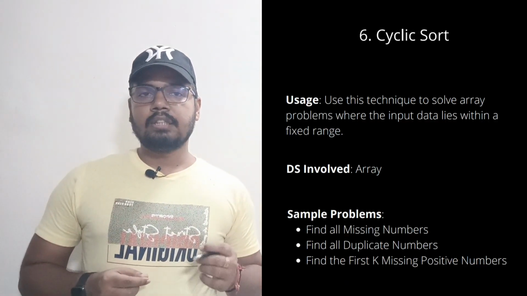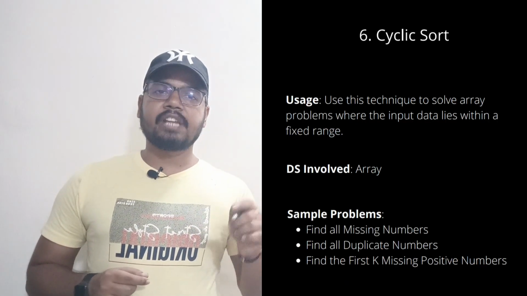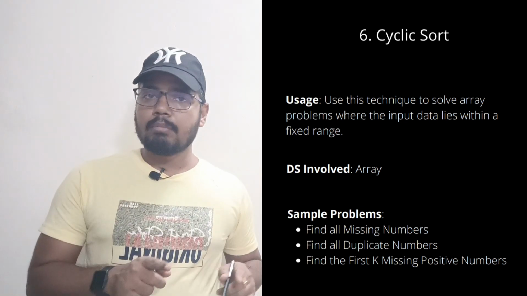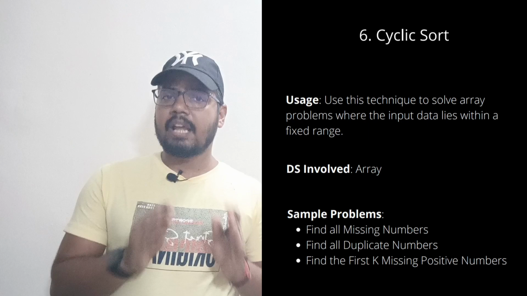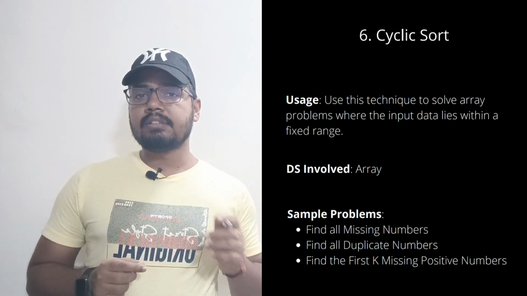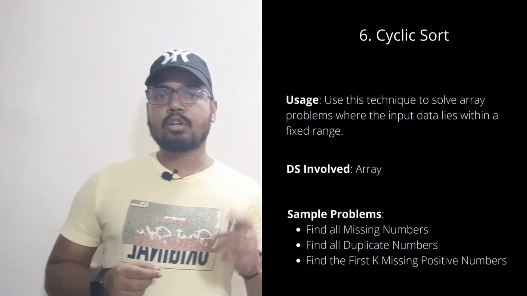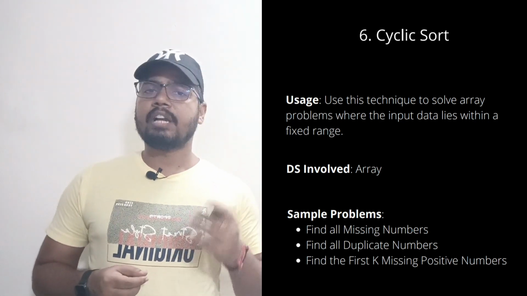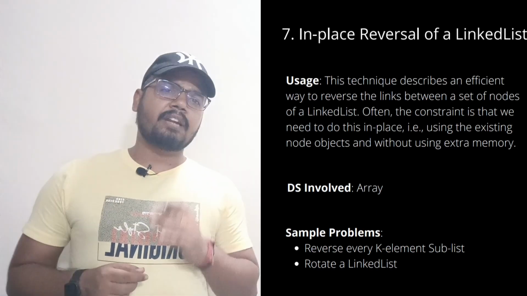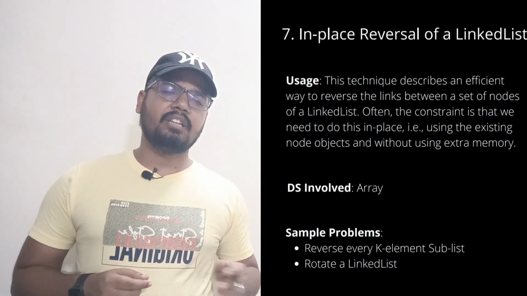The next technique is cyclic sort. We use this technique to solve array problems where the input is given within a fixed range. The data structure involved is array. Simple examples are finding the missing number or finding the duplicate numbers.